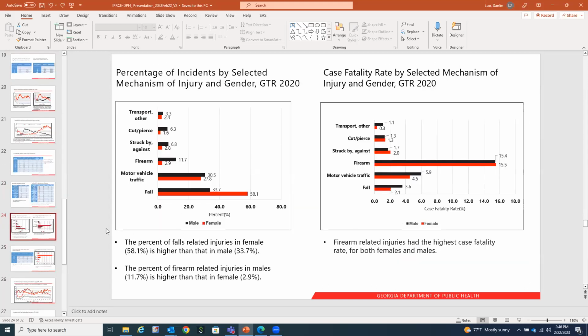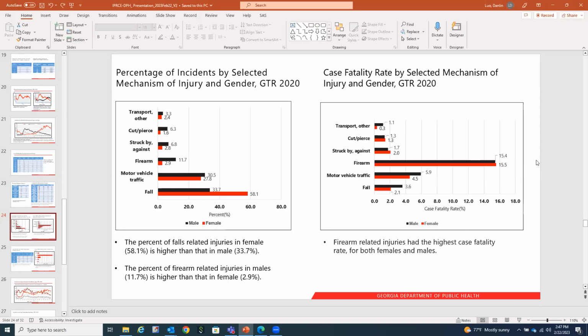In the left figure, you can see the percentage of incidence by selected mechanism of injury and gender. Look here, this is the fall injury, and the red is the female. And you can find that the percent of fall-related injury in female is higher than that in male. Here is the firearm injury. The percent of firearm-related injury in male is higher than that in female.